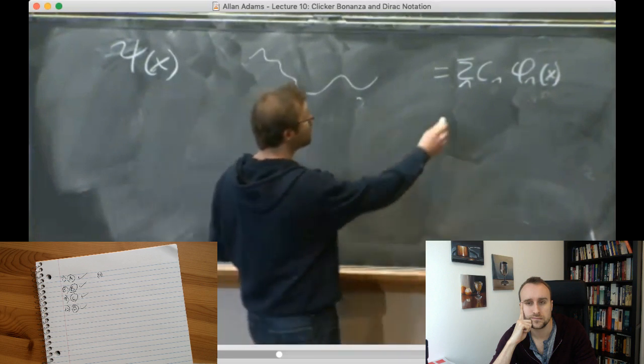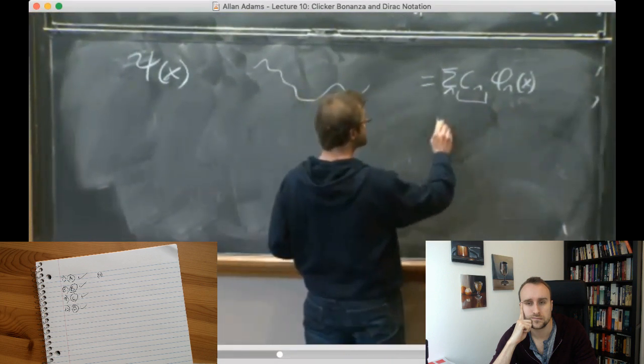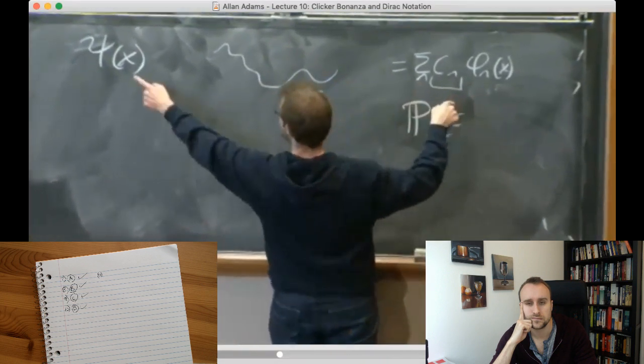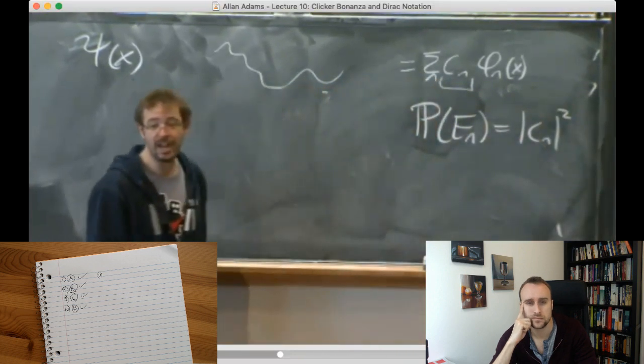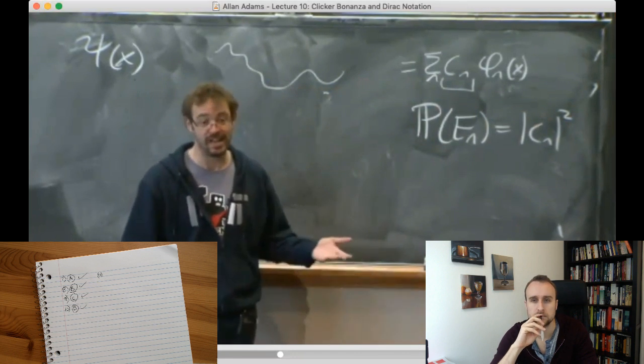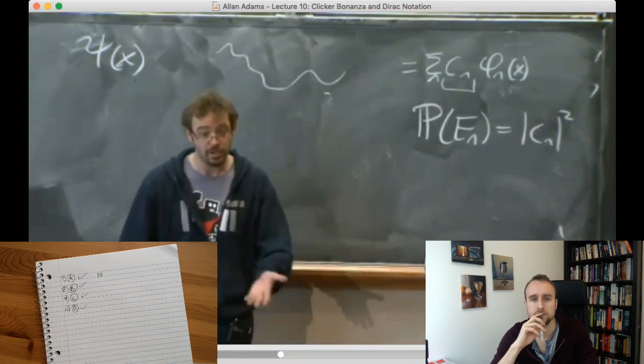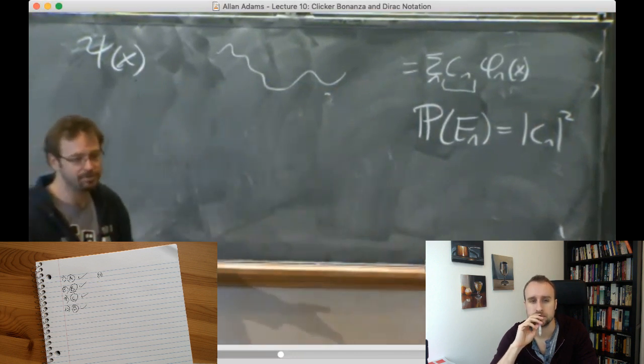We know what these Cn mean. The probability that you measure the energy En is equal to the norm of Cn squared. So the Cn tell you about probabilities. They don't tell you what the state is. They just tell you the probabilities of measuring a particular energy. Is that right? So how can they contain the same information?